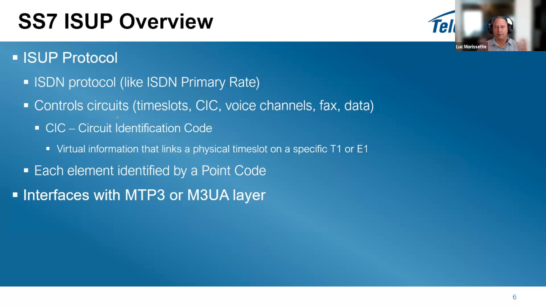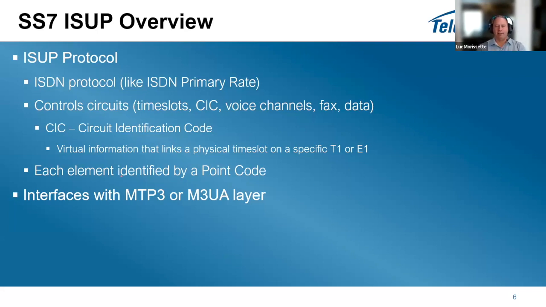So when we talk about circuits, it includes all of them. The CIC itself, or the circuit, is a virtual information that links a physical time slot from a specific T1, E1, end to end. Okay? So we can relate one virtual data from one side, which links to a physical time slot and a T1, E1. And on the other side, it's the same virtual information, but it's, of course, a different T1, E1, but the same physical time slot. I'll show you that later. You will see some examples.